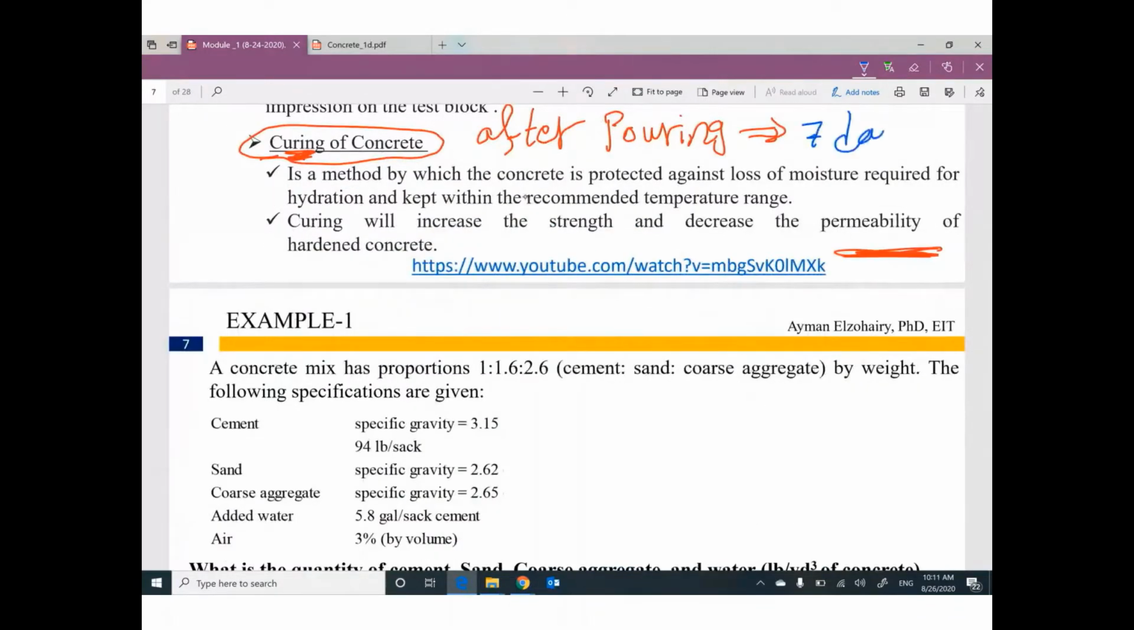So the main conclusion for all of these slides, we have three main components. We have cement, we have water, we have coarse aggregate and fine aggregate, which is sand and gravel.